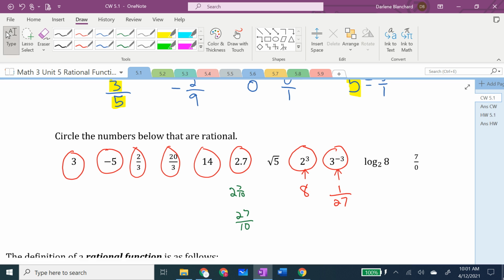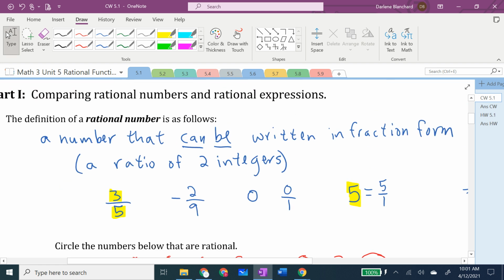Now, log base 2 of 8, take a moment. It's been a little while, but a logarithm is an exponent. Is there an exponent that you can put on 2 and get the number 8? That's actually equal to 3. So that means that because this can be written as a rational number, as a fraction. Now, this last one, you might not be sure of whether you can circle it or not. But there's one thing that I didn't say up here.